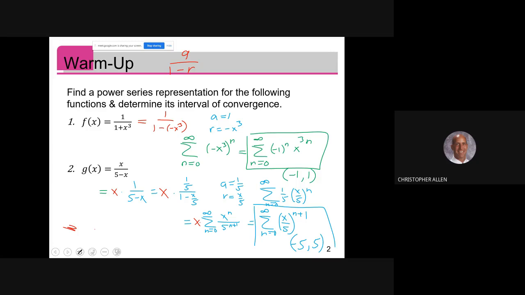Questions on the warm-up? This is just review stuff from last week. Again, these are slightly different than some of the stuff we did on the homework, just to make sure that we're going in the right direction. And you don't have to write this down, but when I wrote my final answer, I wrote it as 1/5 to the n plus 1, and then x to the n plus 1. That's kind of how I wrote mine, but it doesn't matter. I usually separate the x from the other stuff.